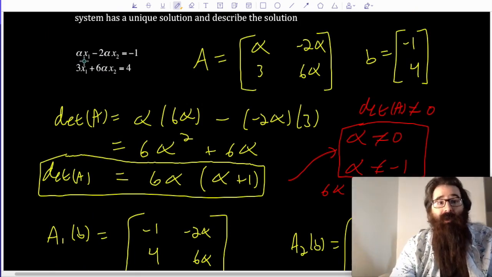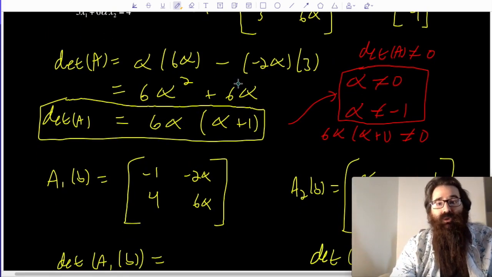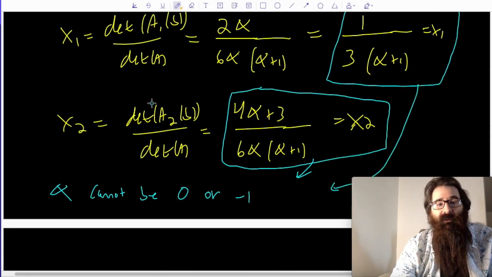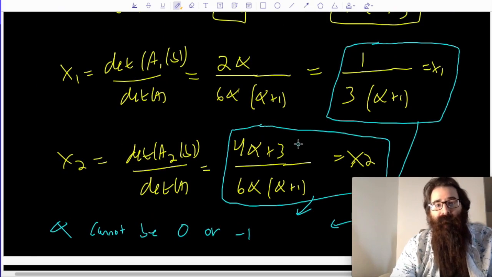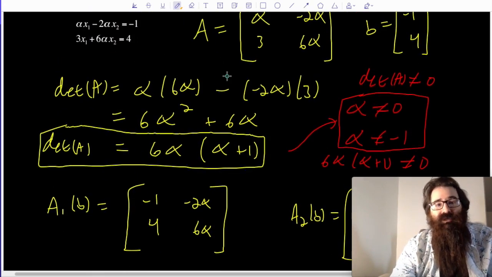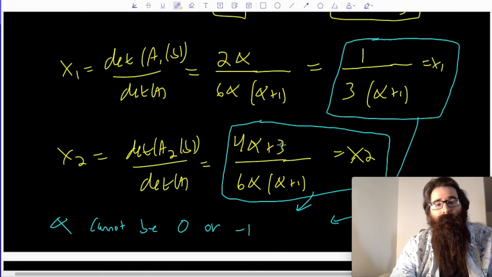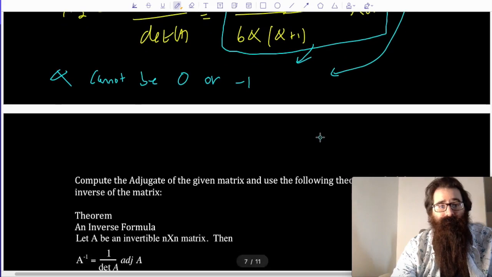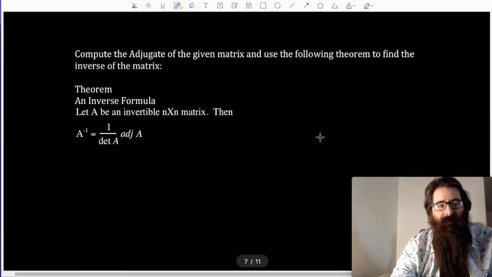I'll say, okay, well, what if alpha is, we said it can't be 0 or -1. What if alpha is 7? Well, now I've already done the work. I can plug 7 in for alpha. Well, what if alpha happens to be -5? Well, my system changes, but I can still find the solution by substituting in. So perhaps useful. Okay, let's take a look at just a bit more.